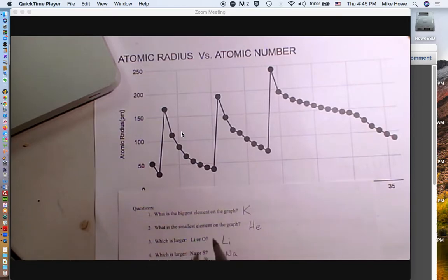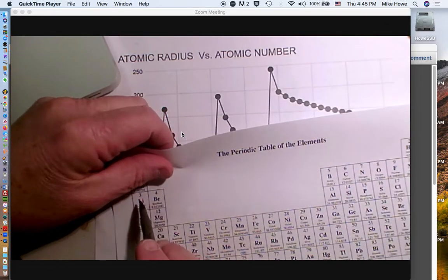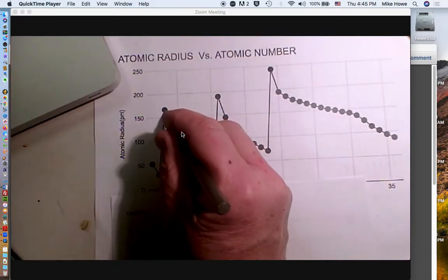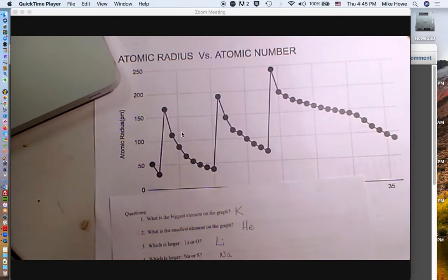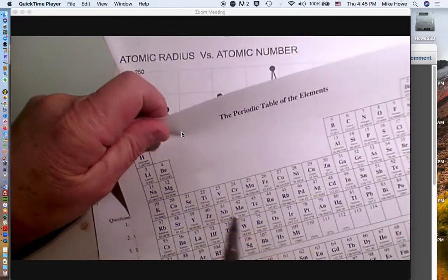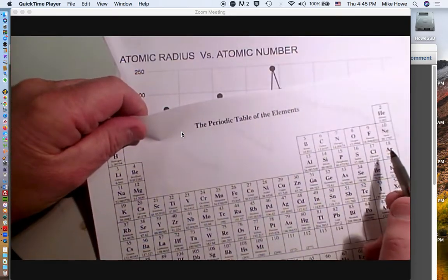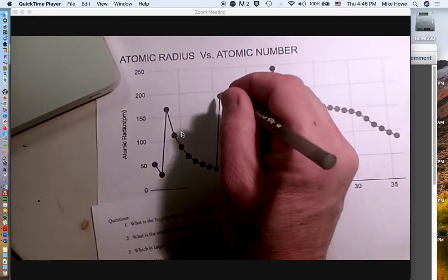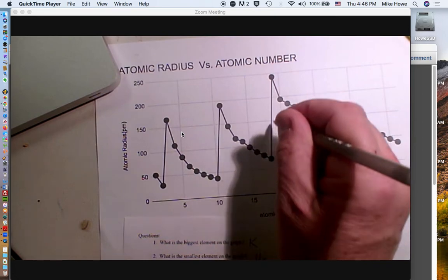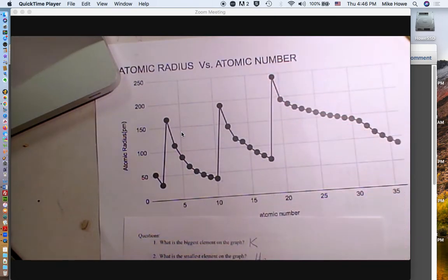How does the size change from lithium to neon? Well, lithium's number 3, neon's number 10. So it gets from 3 to 10, the size gets smaller. So you say decreases. How does it change from hydrogen to helium? That's number 1 and number 2. Decreases. How does the size change from sodium to argon? Sodium is number 11, argon is number 18. Number 11, this is number 10 right here, so number 11 is here, number 18 is over here. That's 20, 19, 18. So again, it decreases.